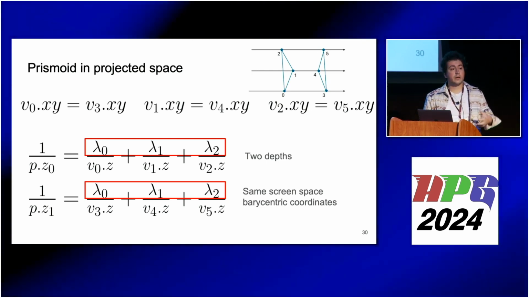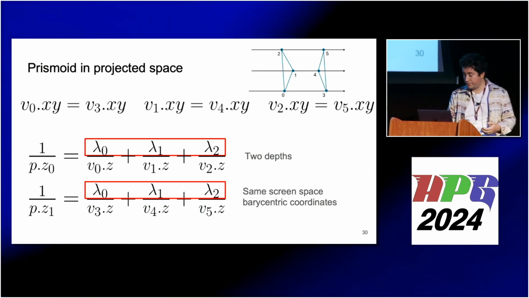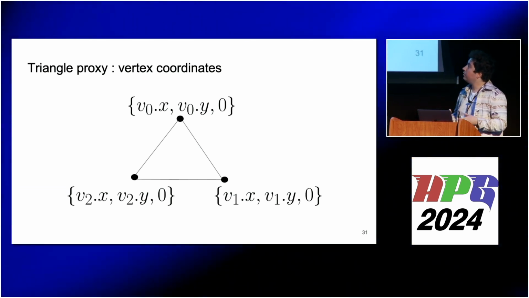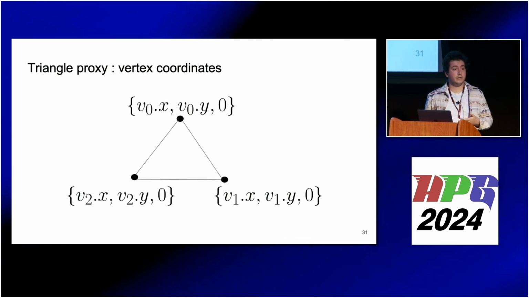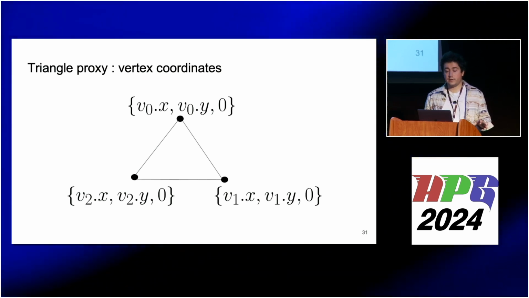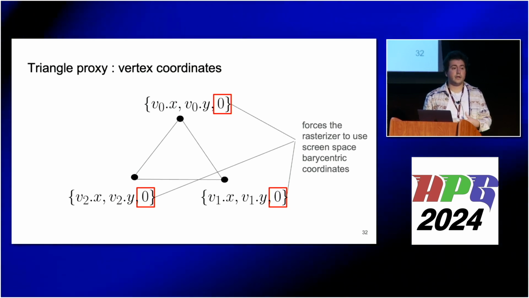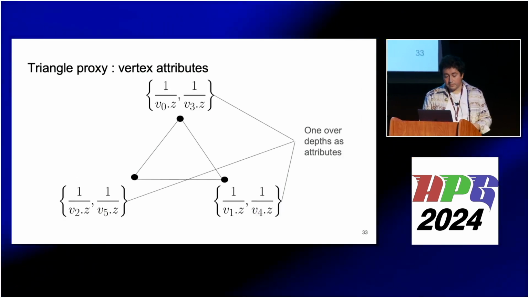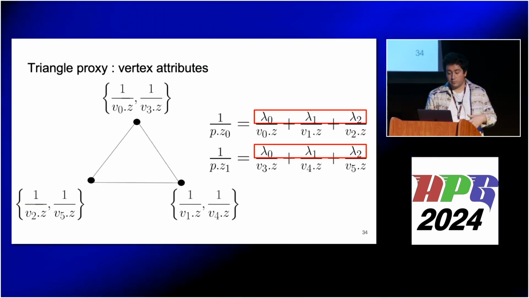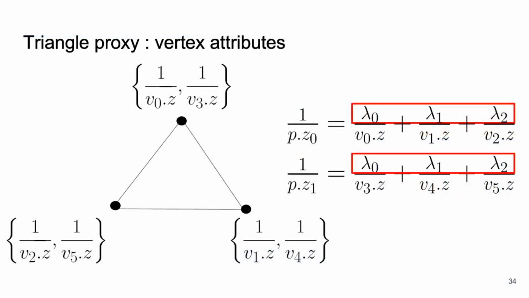So now the question is, how can we force the rasterizer to compute these two depths, and how can we get our results? Well, the solution is this one. You encode your two triangles as a single one, which will be used as a proxy, and you just encode x and y for the position, and you leave z at 0. This will force the rasterizer to use screen space barycentric coordinates to interpolate vertex attributes. And then you just set up your vertex attributes as 1 over the depth of the 2 points. Then once the rasterizer does the attribute interpolation, it will recompute these two depths.